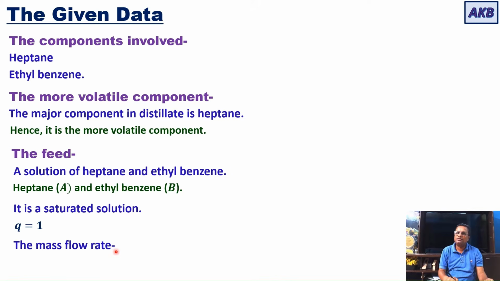Then the mass flow rate of the feed is given to us. So let me denote it by F. So F is 5,000 kg per hour. Mass flow rate is given to us, and in our calculations, we will have to convert it to kilomole per hour. So that we will be doing in our calculations. For time being, let us understand that they have given the mass flow rate. It is 5,000 kg per hour. I am denoting that by F.